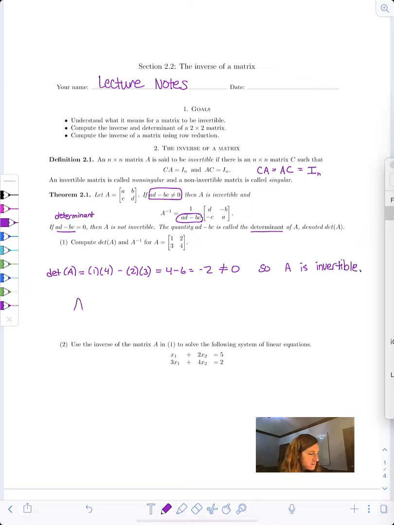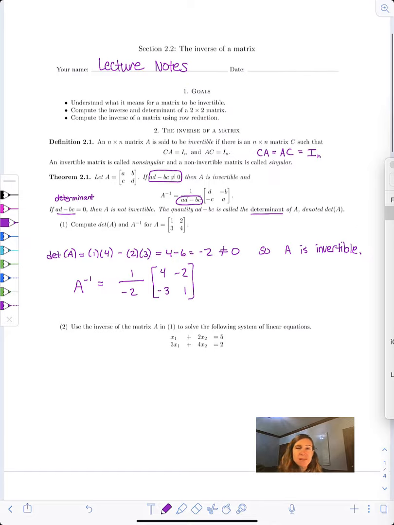And if we want to compute the inverse, first we do 1 over that determinant, and then we swap the roles of A and D. So we swap the 4 and the 1, and we put a negative sign in front of B and C. And if those were already negative, you do a second negative. So it takes a negative and turns it into a positive, and takes a positive and turns it into a negative.